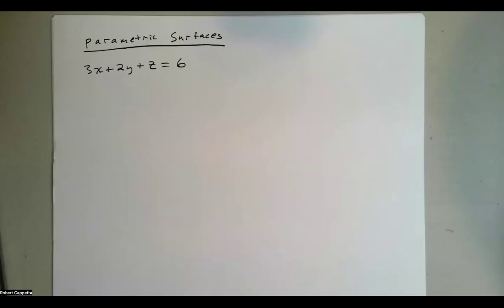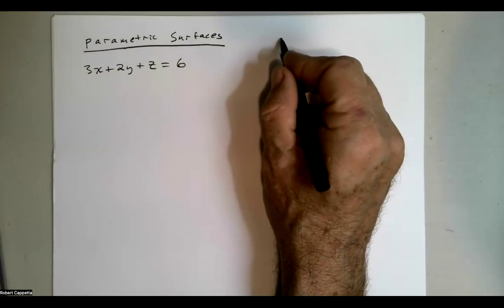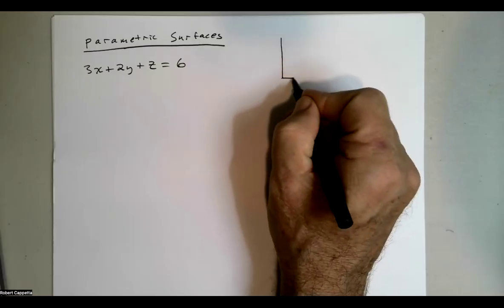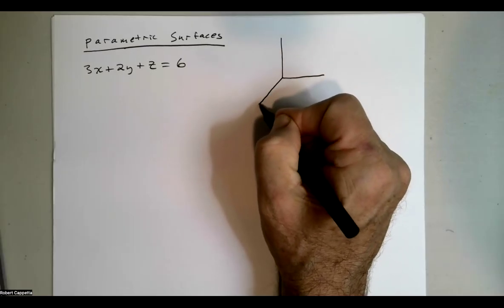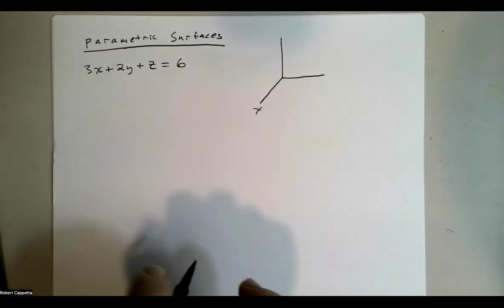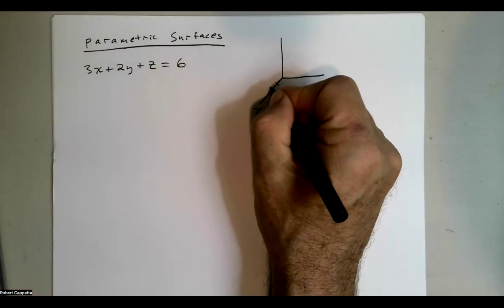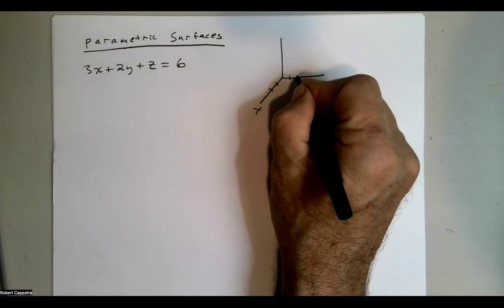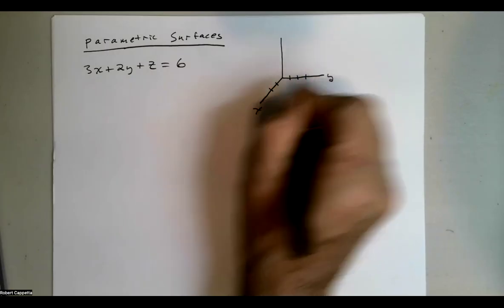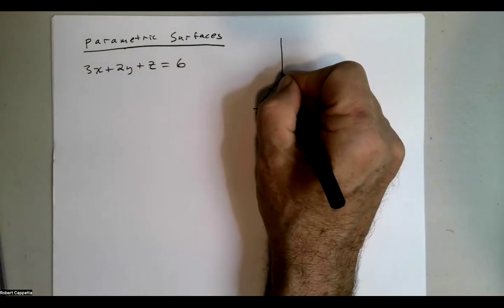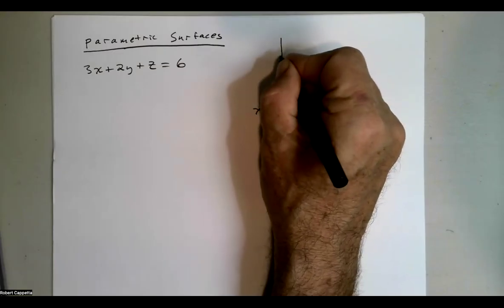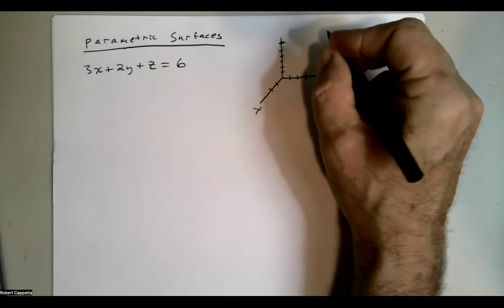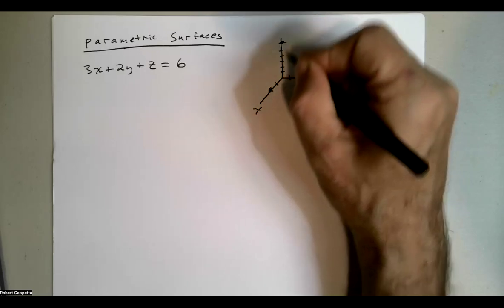In this lesson, we're going to talk about parametric surfaces, and we'll start with a relatively simple one. The plane 3x plus 2y plus z equals 6. And we know what that looks like. In the x direction, if y and z are 0, x would go out to 2. If x and z are 0, 2y is 6, y would go to 3. And in the z direction, if x and y are 0, z is up at 6. So again, we have a plane, but it's going to go through these 3 points.